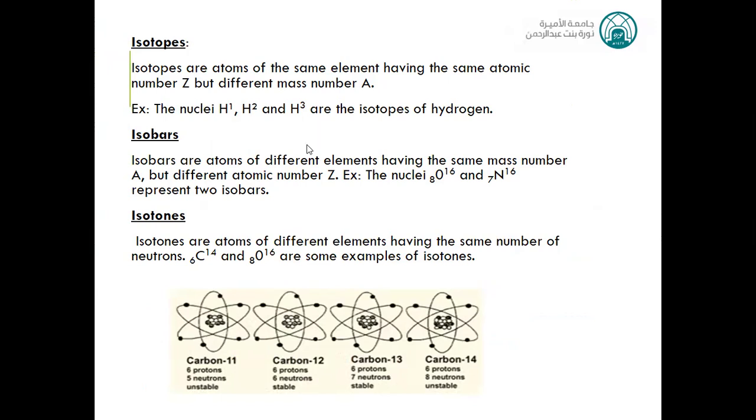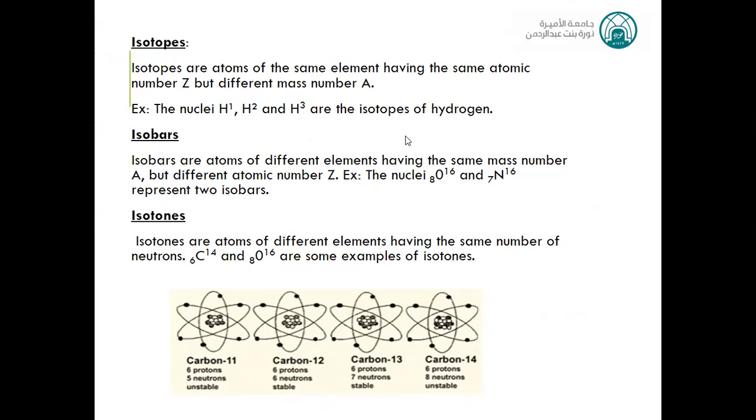Isotopes are atoms of the same element, having the same atomic number Z but different mass number A. For example, the isotopes of the hydrogen atom: H-1, H-2, H-3. The three atoms are hydrogen with the same Z number, but different mass numbers because of the different number of neutrons in each one.